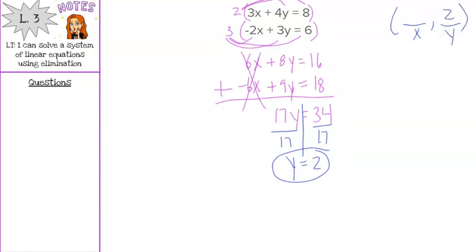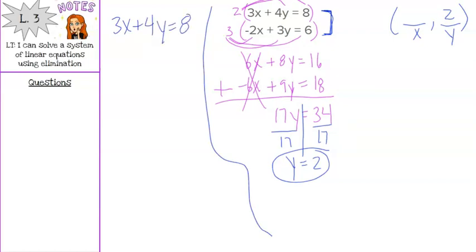And now we need to solve for x. So again, we can choose the top equation or the bottom equation of our original equations. So I will choose the top one. So we have 3x plus 4y equals 8. I know that my y value is 2, so I'm going to replace y with 2. And now I'm going to solve this equation.